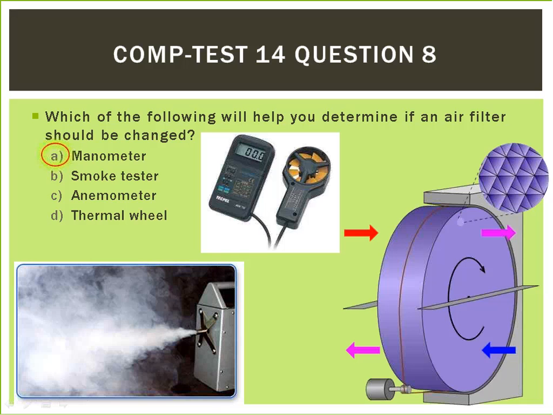A smoke test refers to a test done on some filters such as HEPA filters to ensure they are properly seated in place, so answer B is incorrect. An anemometer provides the velocity in which the air is traveling through a system, and therefore answer C is incorrect. And answer D is incorrect because a thermal wheel is a type of energy recovery heat exchanger positioned within the supply and exhaust air streams of an air handling system in order to recover the heat energy.